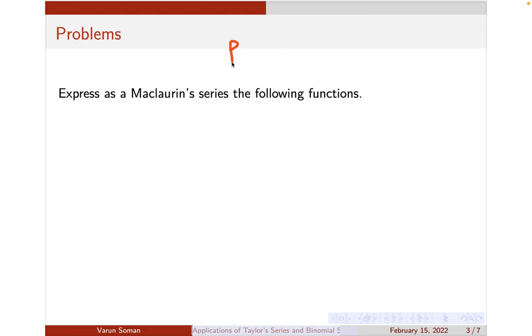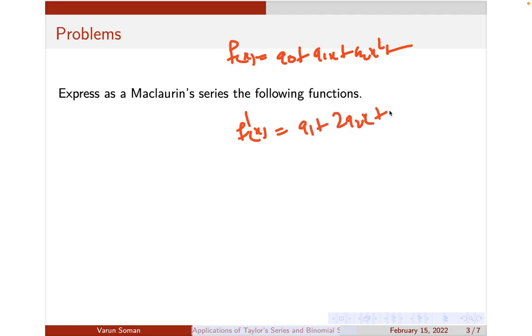Suppose your f of x is equal to a naught plus a1x plus a2x square plus etc. Then the expansion of f dash of x will simply be obtained by differentiating this quantity. So there is no need to find the Maclaurin series again. You can just differentiate. If you know the expansion of f of x, the expansion of f dash of x can be obtained by simply differentiating the expansion of f of x. So it will simply be a1 plus 2a2x plus, and since it is a3x cube, it will be 3a3x square plus etc.